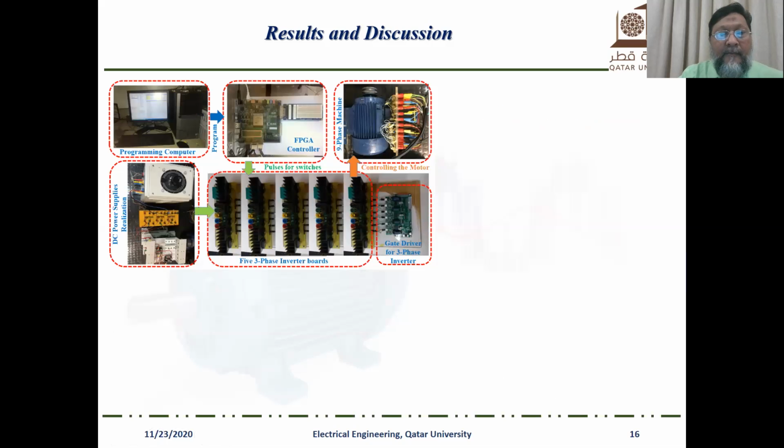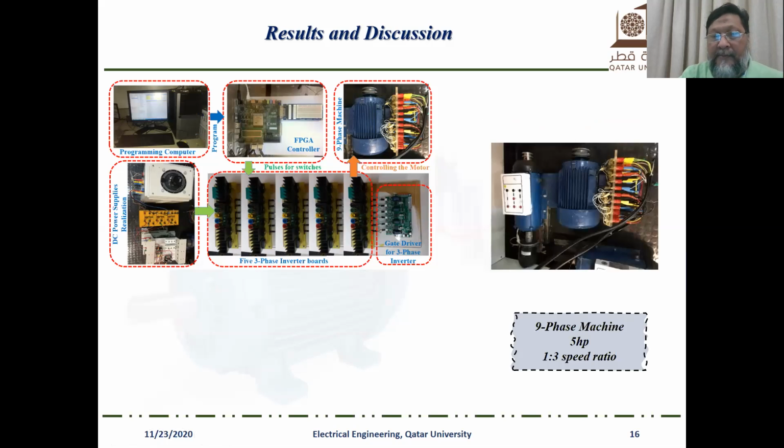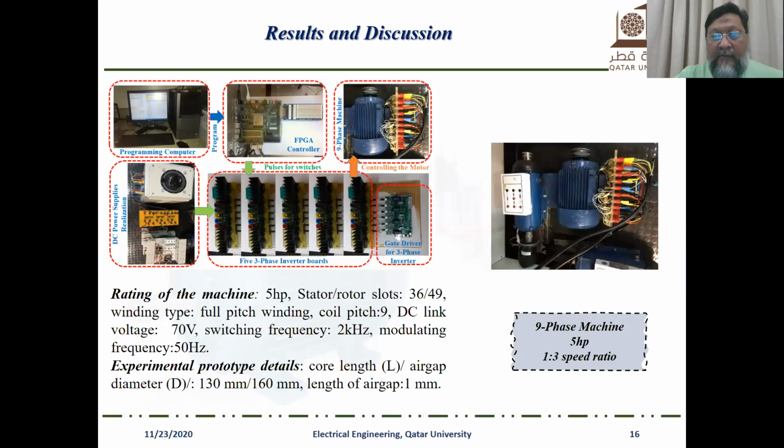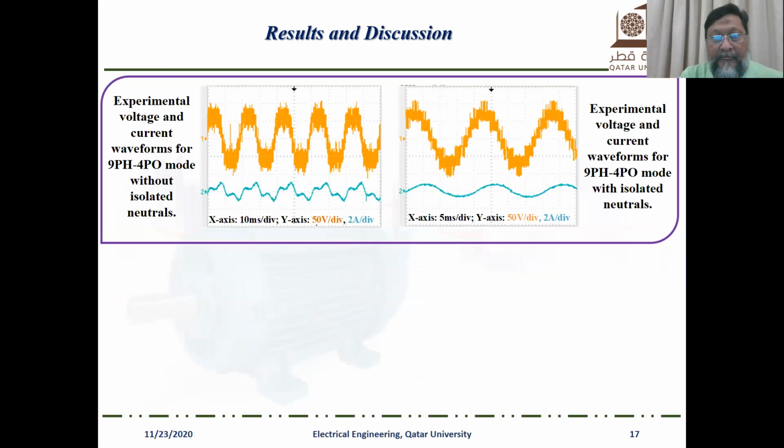This is the experimental prototype which is tested in the laboratory. We have a 9-phase machine with 5 horsepower rating, operating with a 1:3 speed ratio. There are 36 slots in the stator and 49 in the rotor. Full pitch winding, coil pitch 9, DC link voltage 70 volt, switching frequency of 2 kilohertz and modulation frequency of 50 hertz. And these are the physical dimensions of the machine's stator.